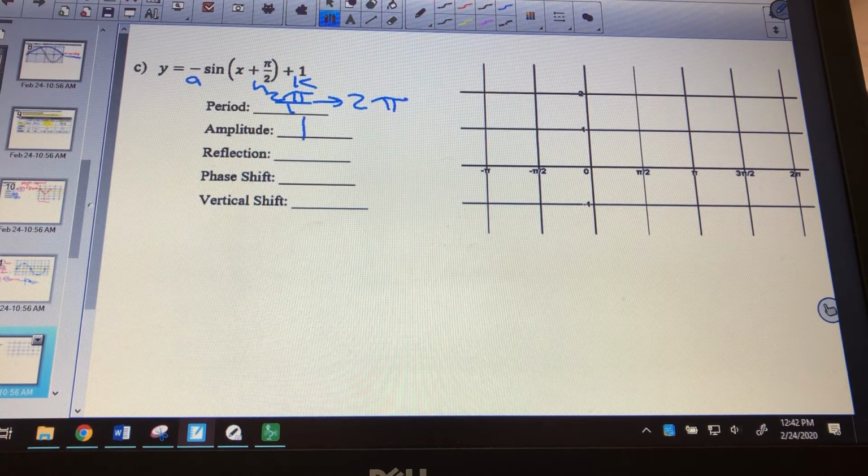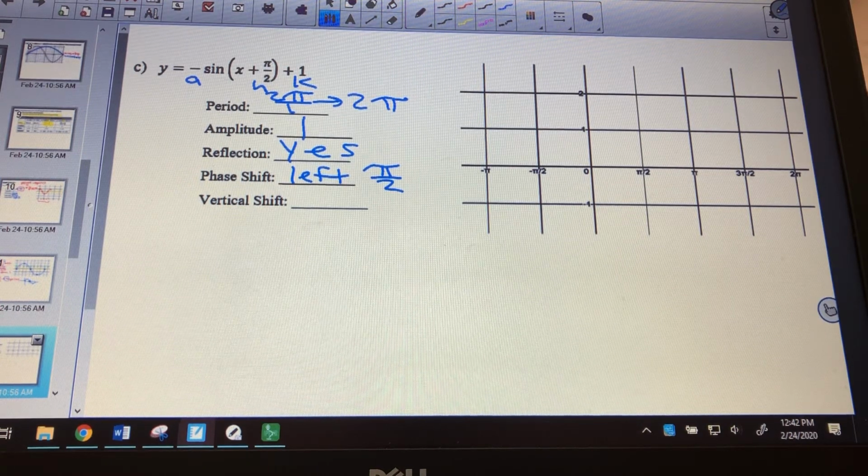Thank you. Is it reflecting? Yes, because the a value is negative. How are we shifting, you guys, left and right? First of all, pi over 2 is 90, but we're all in radians, so that doesn't really even matter. But are we going left or right? Left, very good. So we're going left pi over 2. And then what's our vertical shift? Up 1, very good.